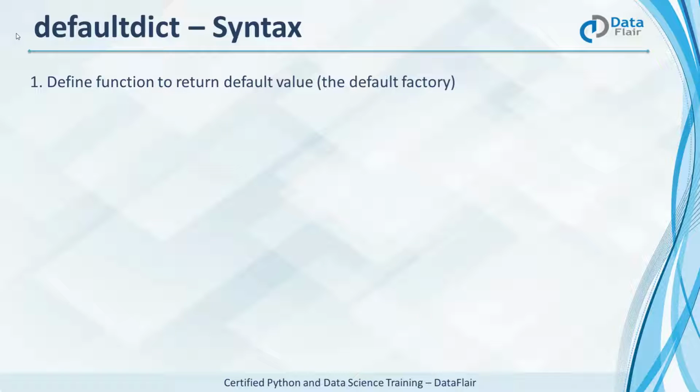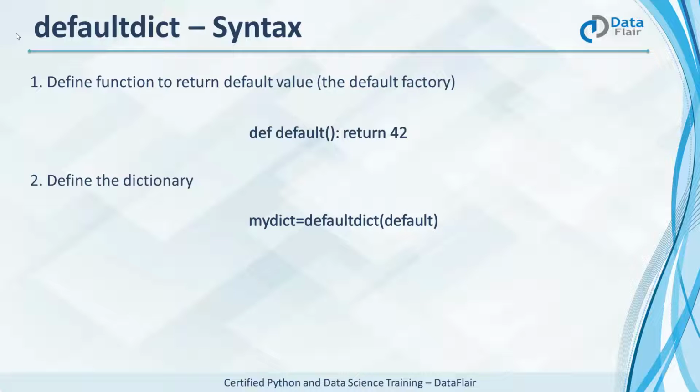Step 1. Define a function that returns the default value for non-existent keys. This is the default factory. Let's say it returns 42. Step 2. Define the dictionary with defaultdict. This takes in the default function as an argument.